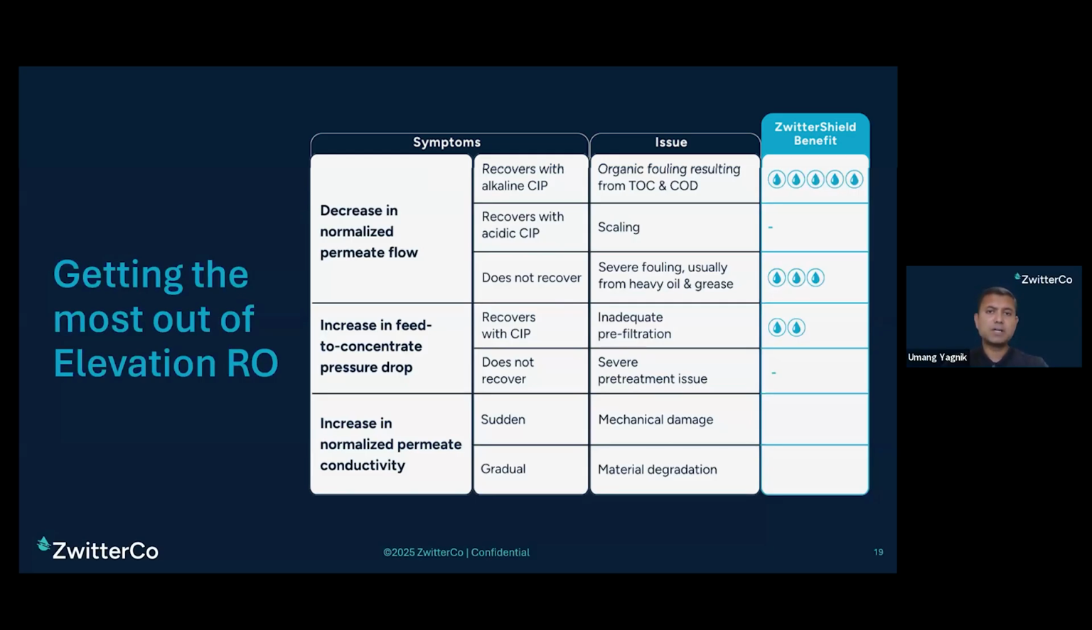With the case of a sudden increase in your normalized permeate conductivity, there's often an operational component to it and it needs to be addressed on site. For example, slipped O-rings or slipped brine seals. But if you're noticing a gradual increase in normalized permeate conductivity that's ticking up after each CIP, we can definitely take benefit of elevation RO in extending your membrane life.